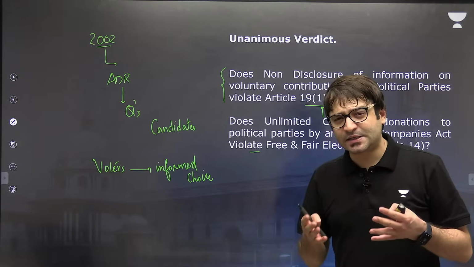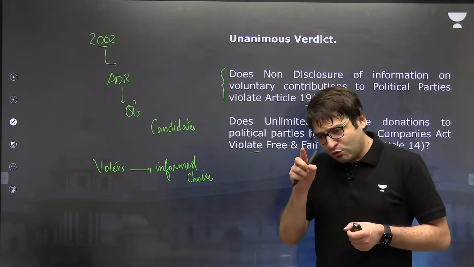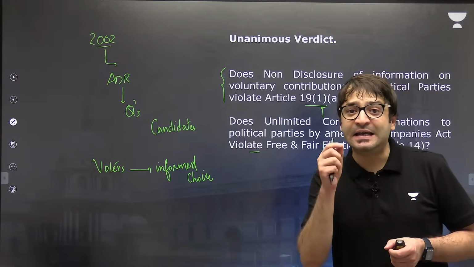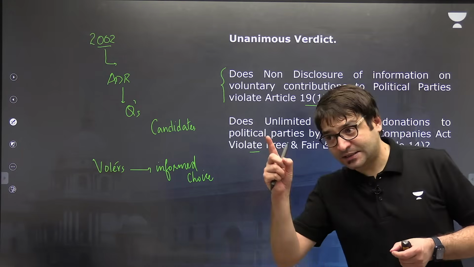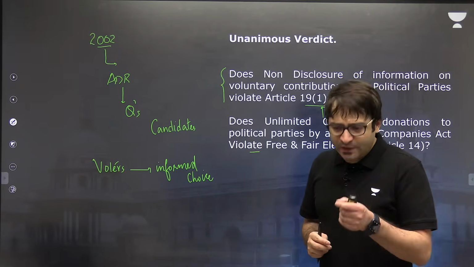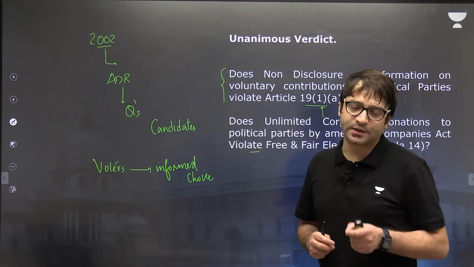Similarly, there are candidates contesting elections. How does a voter know who is the candidate best suited for my constituency? I need information. What is the amount of assets in your name in the last election and today, so that I can see whether there is a spike or not? How many criminal cases are pending against you? Because I don't want lawbreakers to become lawmakers.